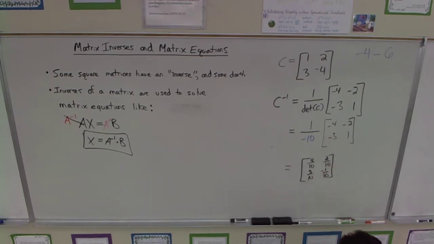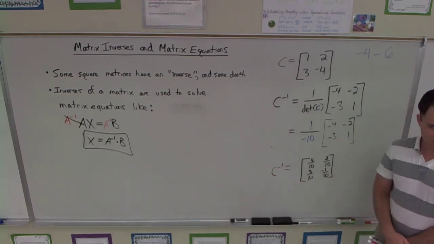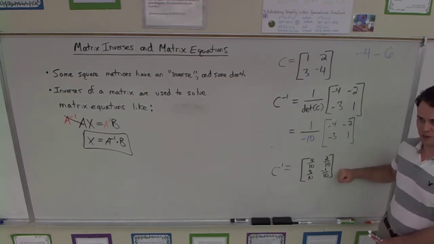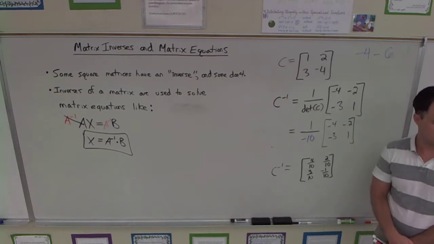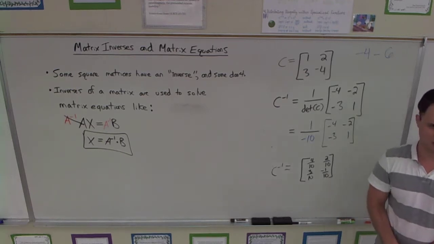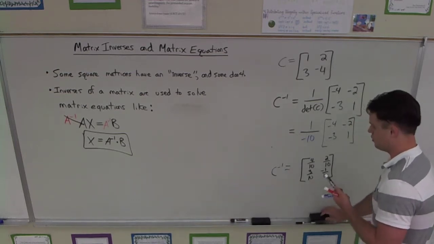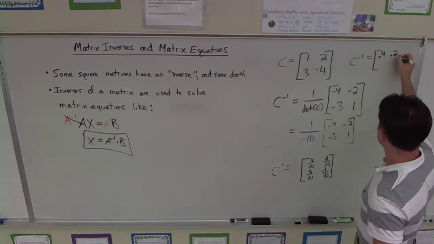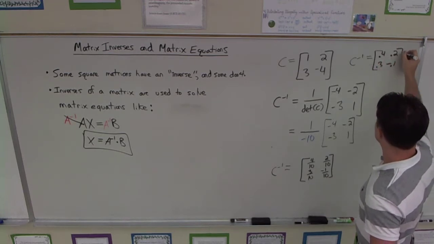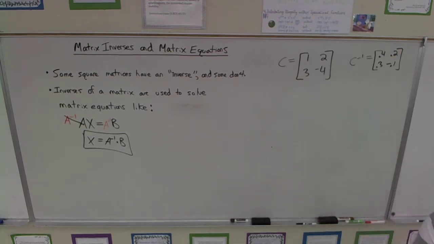Negative 1/10. Now, of course, I claim that this is the inverse of C. You guys might not believe me. How could you check? Multiply it by C, and you're supposed to get the identity, the matrix version of 1. We have our calculator. Instead of doing that the long way, let's just use our calculator and see if we can get it. So I'm going to write these down next to each other for anyone watching the video. So C inverse, we came out with 0.4, 0.2, 0.3, and negative 0.1. So we'll multiply those together really quick and see if we're correct.